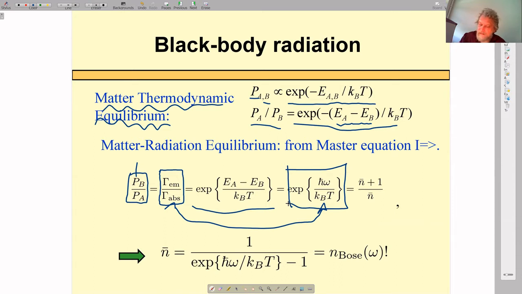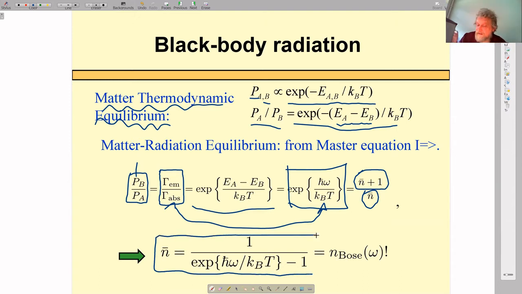On the other hand, we know what the ratio of emission and absorption rates is: average number of particles for absorption, average number of particles plus 1 for emission. Good. So from this, we can compute the average number of photons in a given mode. And look, all trick, it becomes the Bose distribution. Yet another way to compute the Bose distribution.